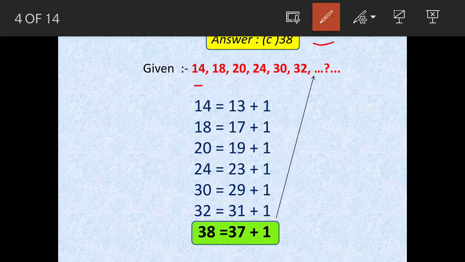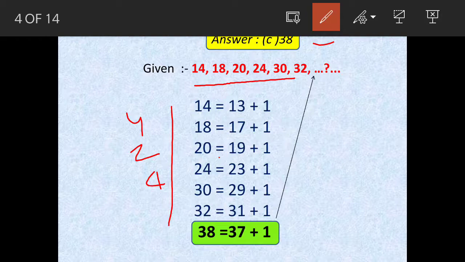Now the series is given: 14, 18, 20, 24. So try to establish a pattern. 14 and 18, the difference is 4 here. 18 and 20, the difference is 2 here. 20 and 24, the difference is 4. So you can see that the difference is actually not in a pattern. But if you remember prime numbers.